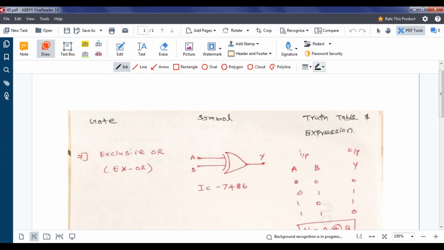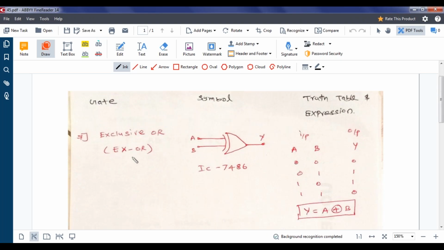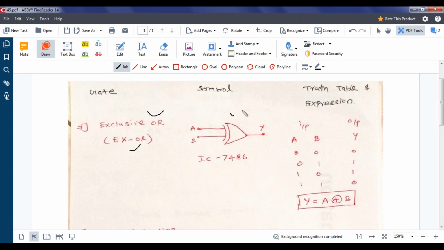So next, exclusive OR. Please note down XOR or exclusive OR, you can say either. This is the symbol of your XOR gate. Please make a note. Here A and B are your inputs, capital Y is your output. The IC number is 7486. So please keep in mind or make a note.